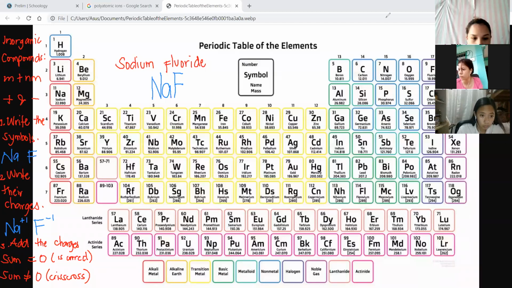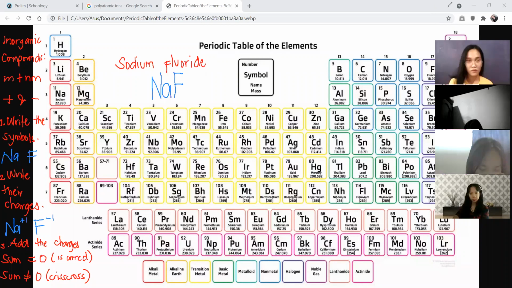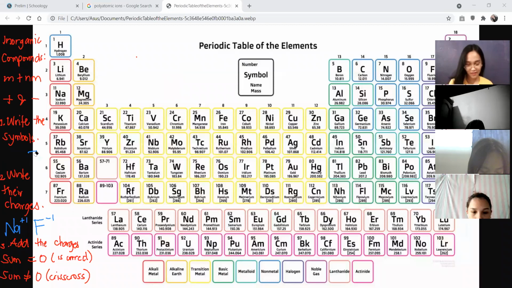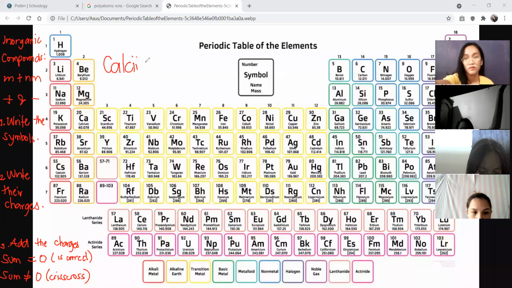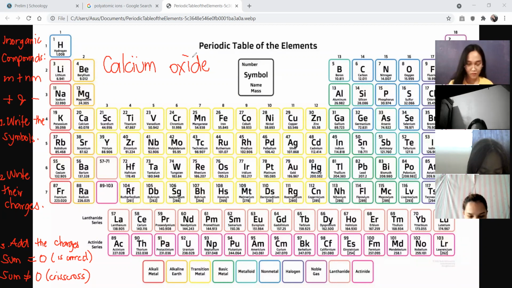Nasundan? Or let's have another example. Another example. Okay, sige, let's try another one. Let me erase this first. Okay, so for example, we have here calcium oxide. Calcium oxide. That's the next example. So we have this one.